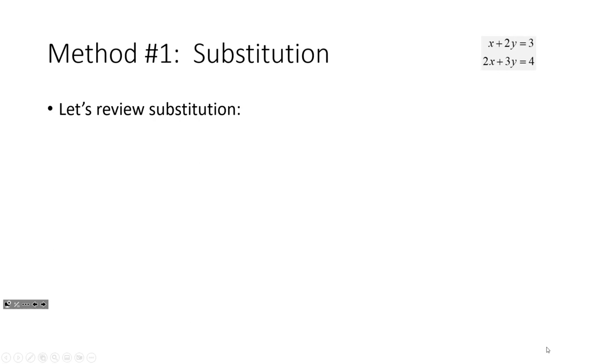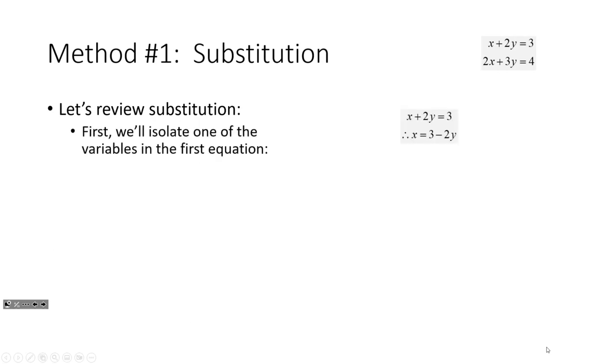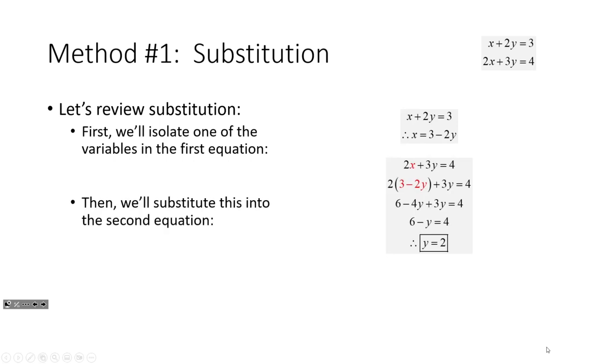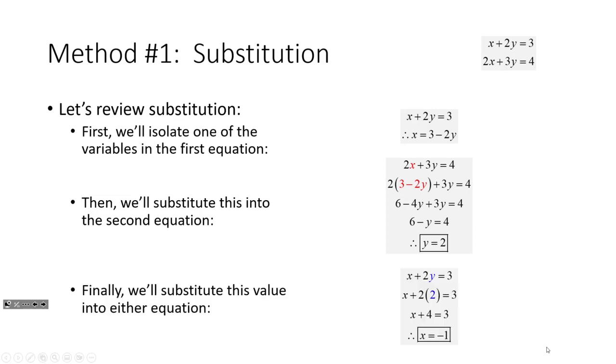So the first method is substitution. So how does substitution work? What I do is I take one of those equations and I isolate one of the variables. So I took the first equation and I'm going to isolate x by moving the 2y over to the other side of the equation. And so I have x equals a pile of junk. I take that expression and I substitute it into the second equation. So instead of x, I put in that pile of junk, 3 minus 2y, and I go through my algebra, I plug and chug, and I solve and I get y equals 2. Now I've got y equals 2, I can plug it into either one of the equations, it doesn't matter, and get x is minus 1, and there's my answer, okay?